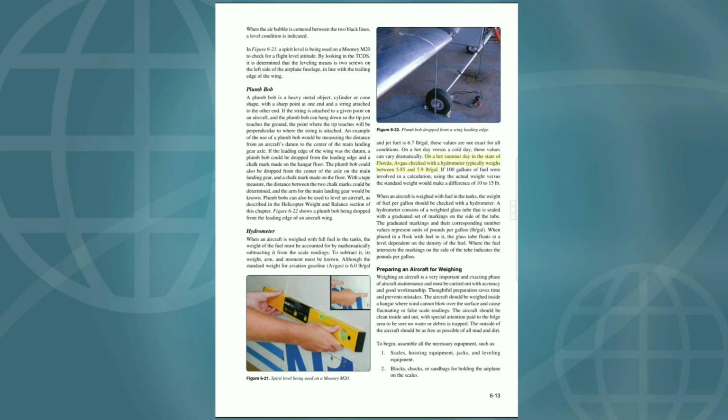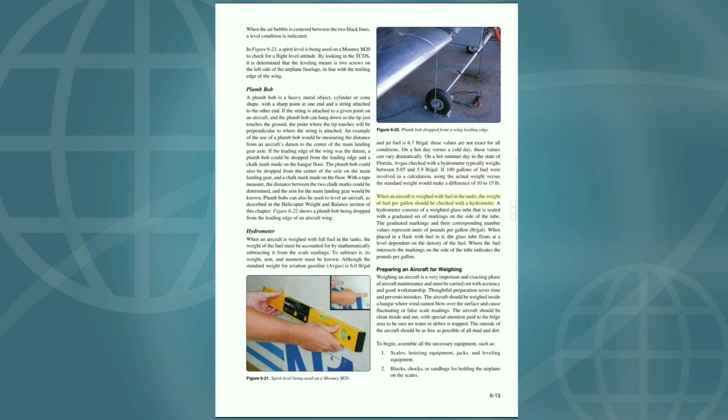On a hot summer day in the state of Florida, AVGAS checked with a hydrometer typically weighs between 5.85 and 5.9 pounds/gallon. If 100 gallons of fuel were involved in a calculation, using the actual weight versus the standard weight would make a difference of 10 to 15 pounds.